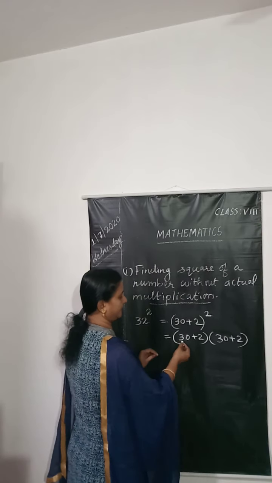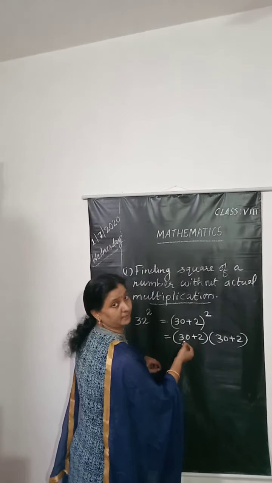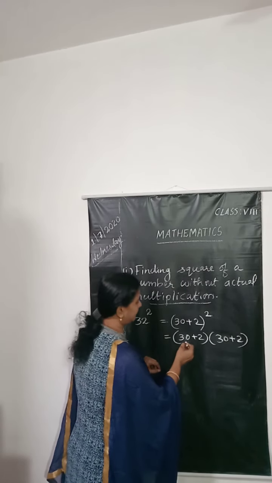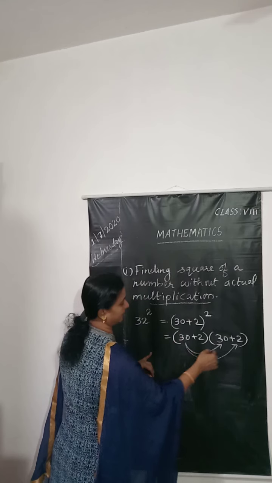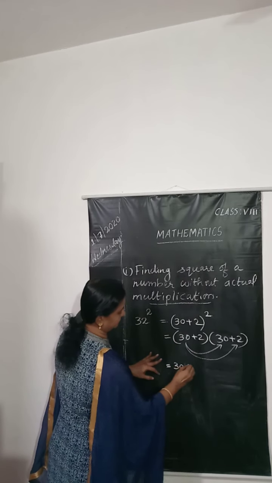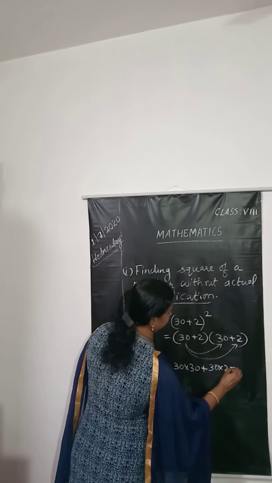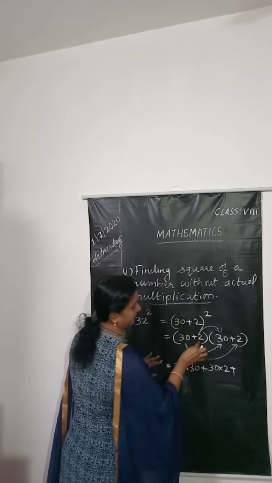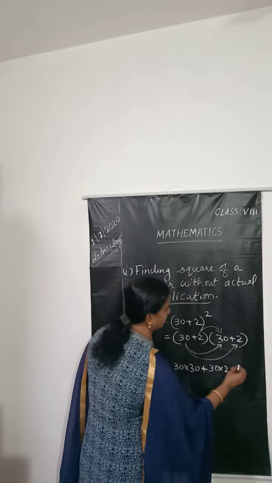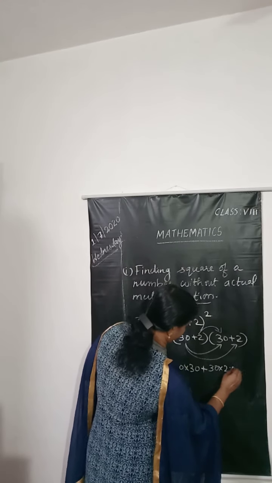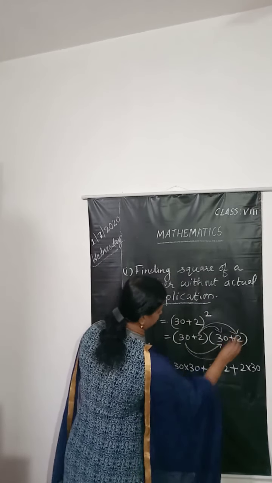Now the first number in the first bracket is 30. We will multiply that number with both numbers in the second bracket. First we multiply 30 with 30, 30 into 30, plus next 30 into 2, plus next it is 2 into 30. Now we are multiplying second number with both numbers in the second bracket, that is 2 into 30. Plus 2 into 2.